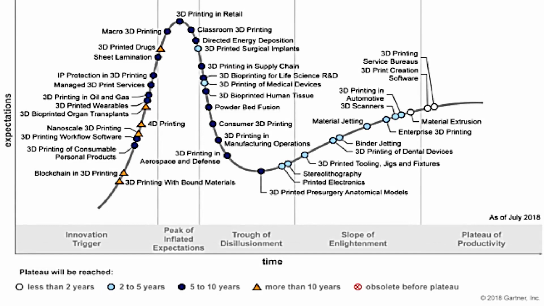So if it's white, they say it will take less than 2 years. If it's light blue, they expect it to take 2 to 5 years. Dark blue, 5 to 10 years. The triangle, more than 10 years. And in some cases, not in this one, some of the technologies become obsolete before you even reach the plateau. So some examples.